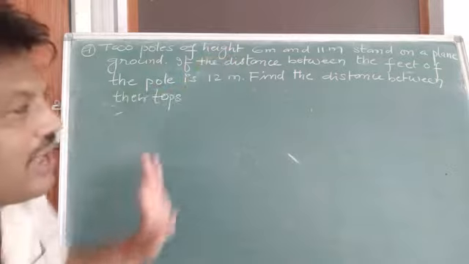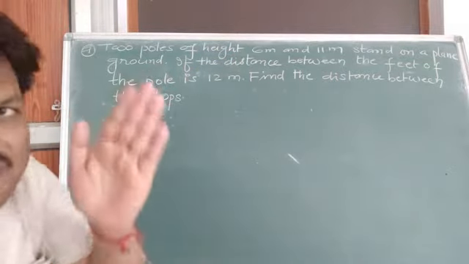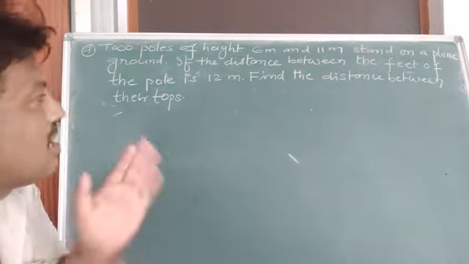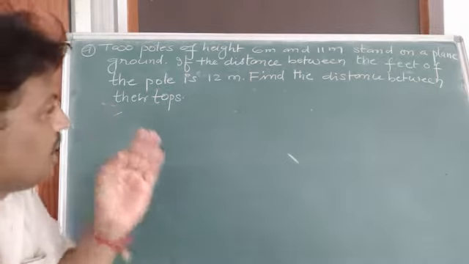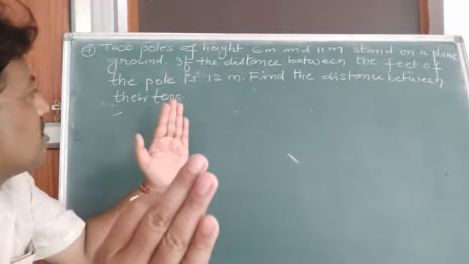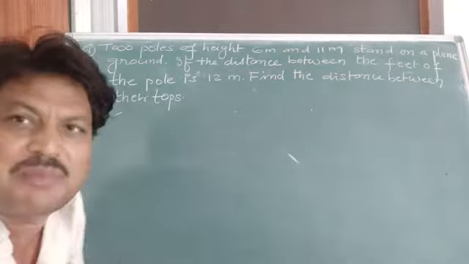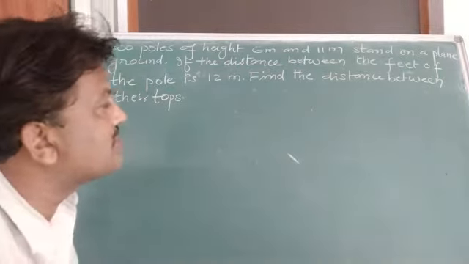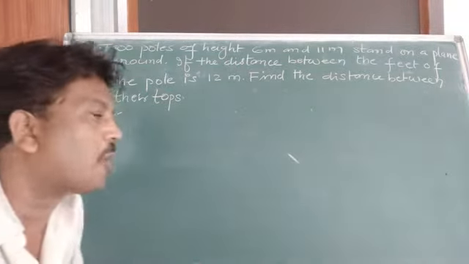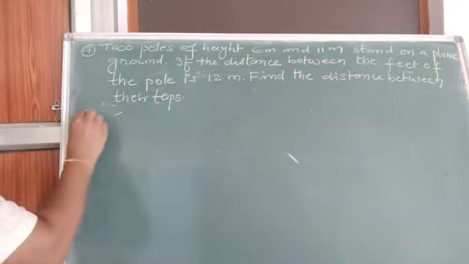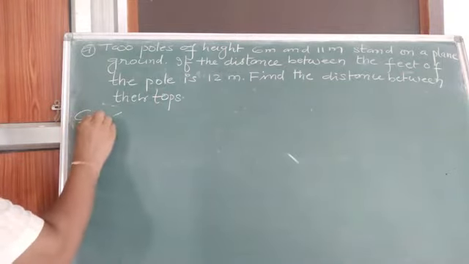Two poles of height 6 meter and 11 meter stand on a plain ground. If the distance between the feet of the pole is 12 meter, find the distance between their tops. Very simple question. Again, first let's start with drawing the figure.